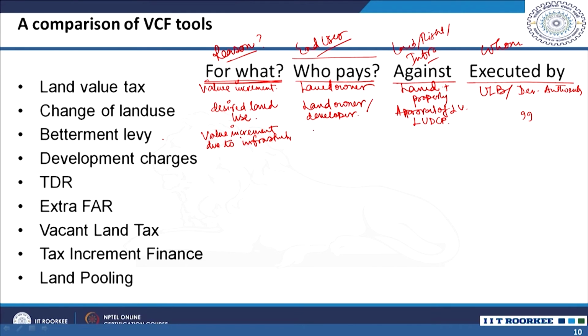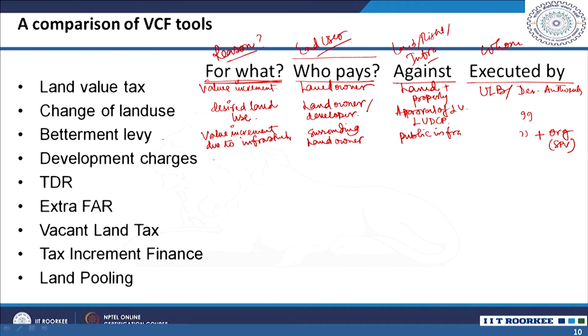Who pays? That surrounding landowner against the public infrastructure, and it is also executed by the urban local bodies, development authorities. In some cases it can be executed by some other organization like special purpose vehicle, like metro rail authorities. They can develop the metro rail and they can also act as an organization for this purpose.